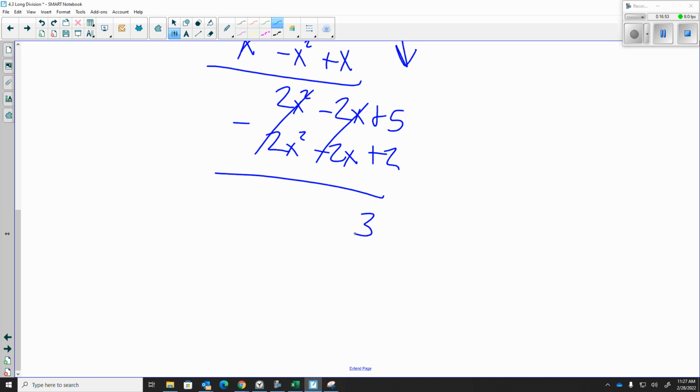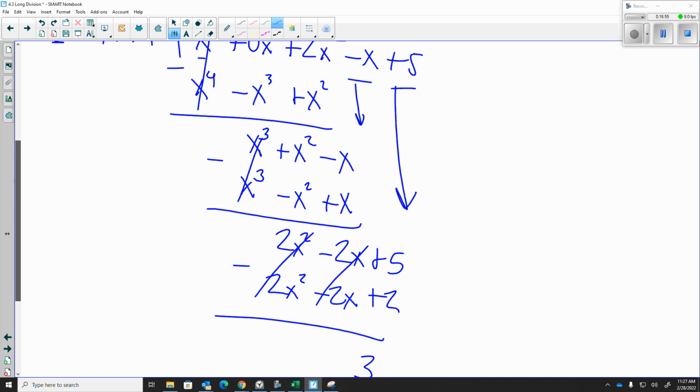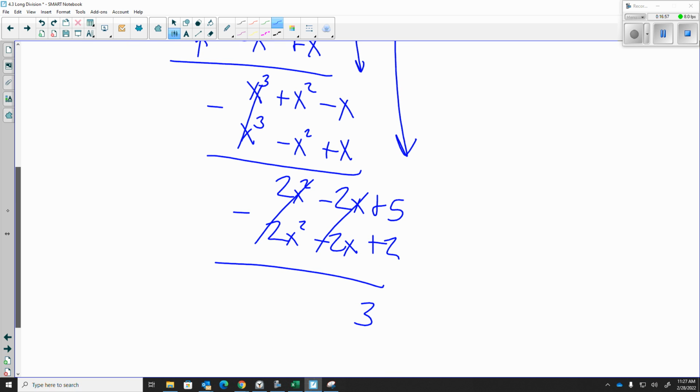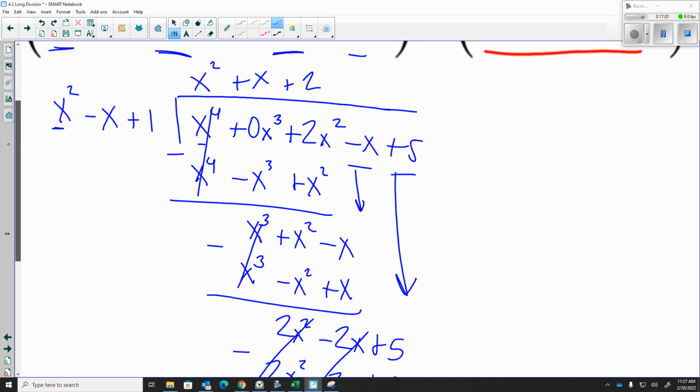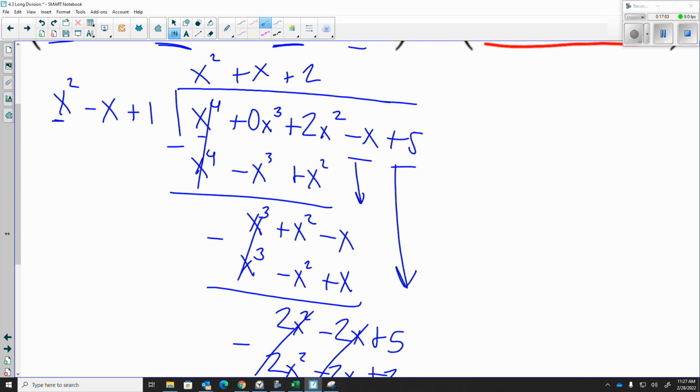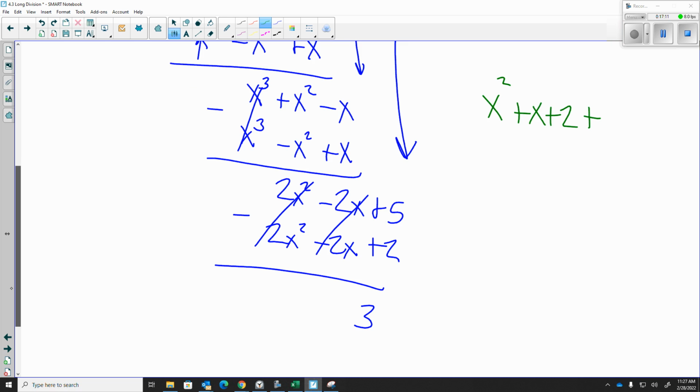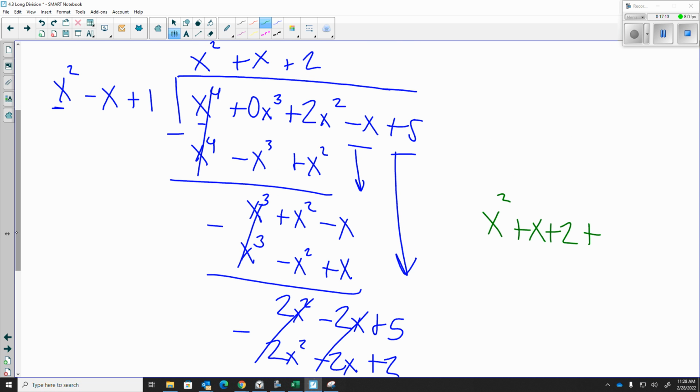I know I'm done because there's nothing to bring down. 3 is the remainder, so the answer that I'm going to write is x squared plus x plus 2 plus the remainder, which is 3, over the thing I was dividing by, x squared minus x plus 1.